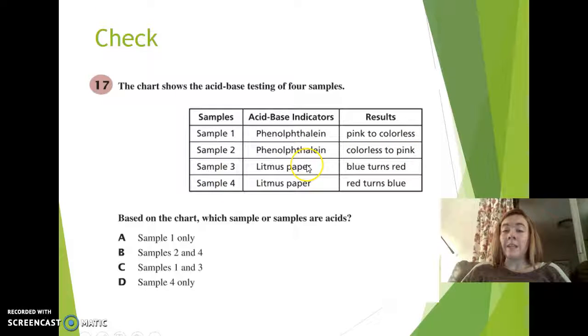Sample 3, we're using litmus paper. I go from blue to red. If we remember the chant, blue to red is acid. Then I know that sample 3 is also an acid. And let's look at sample 4. Sample 4 is also using litmus paper, and I'm turning from red to blue. If we think about blue basic, we know that sample 4 is a base. So let's go back to the question again. Based on the chart, which sample or samples are acids? We know that it's sample 1 and sample 3. So my answer choice is C.